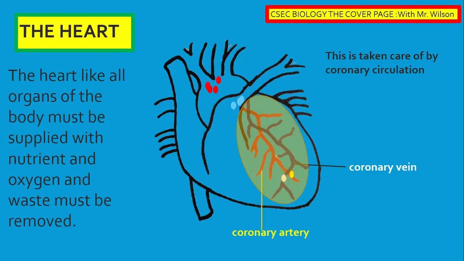However, the heart, like all organs of the body, must be supplied with nutrients and oxygen, and waste must be removed. Now, this is taken care of by what we refer to as the coronary circulation, and we are looking at the heart from the outside. Now, what we have here is the coronary artery and the coronary vein. The coronary artery would be supplying the heart with needed substances for it to function properly, while the coronary vein would be removing unwanted substances from the heart so it can function effectively.